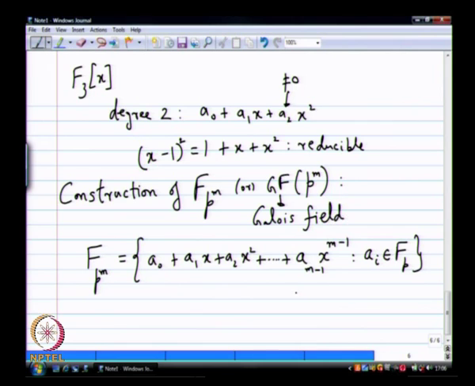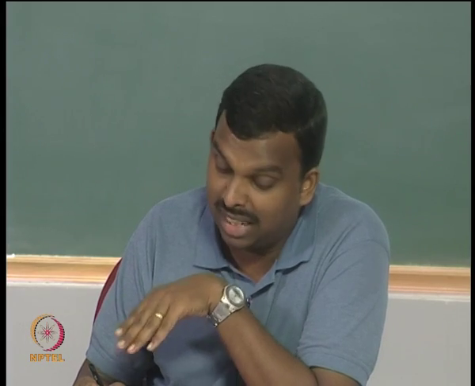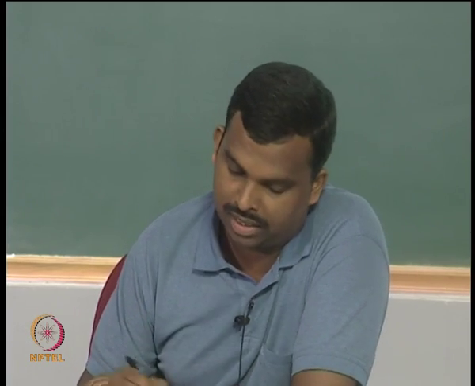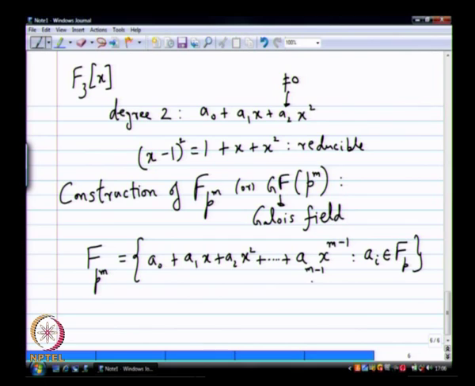What does the set contain? I have not defined addition and multiplication, that is the crucial part of the definition of a field. Let us just look at the set first and make sure we are comfortable with that. It contains polynomials with coefficients from Fp, of degree less than or equal to m minus 1. How many such polynomials will I have? Each coefficient can take one of p possible values. So, clearly p to the power m. So, Fp power m, I have not made a mistake there.